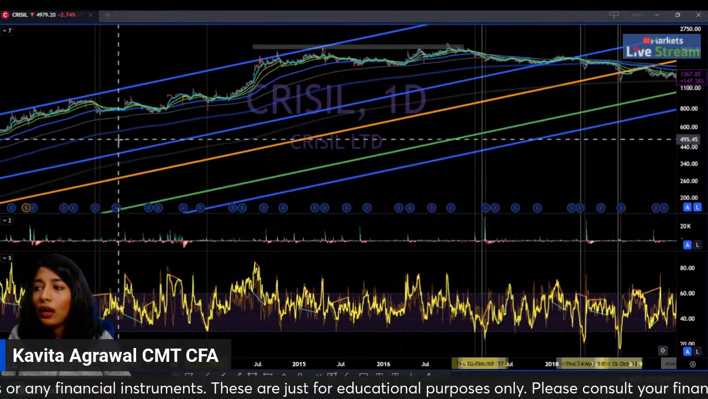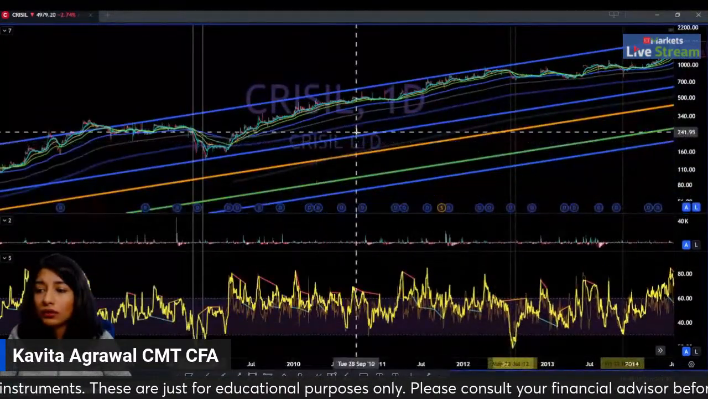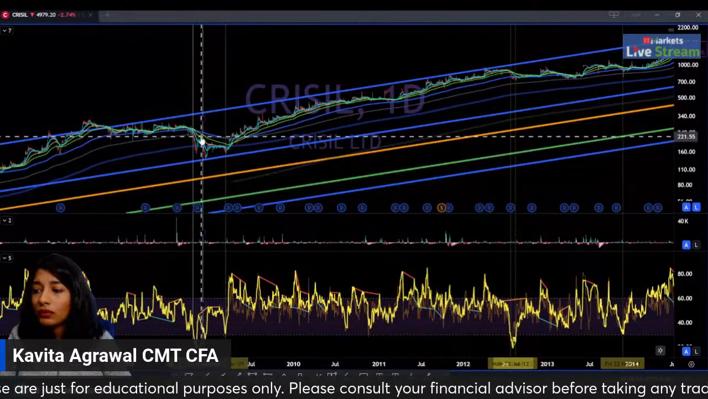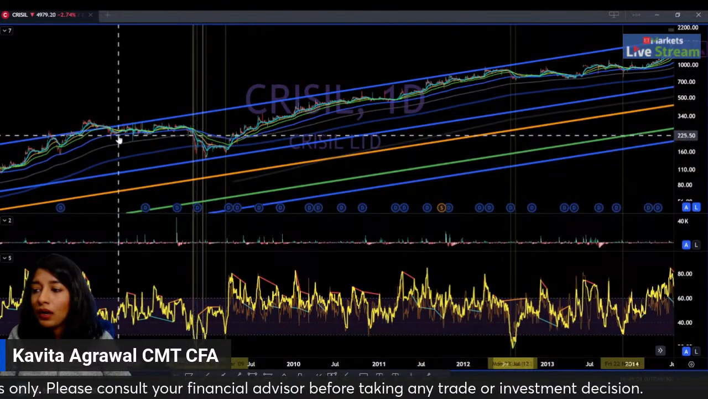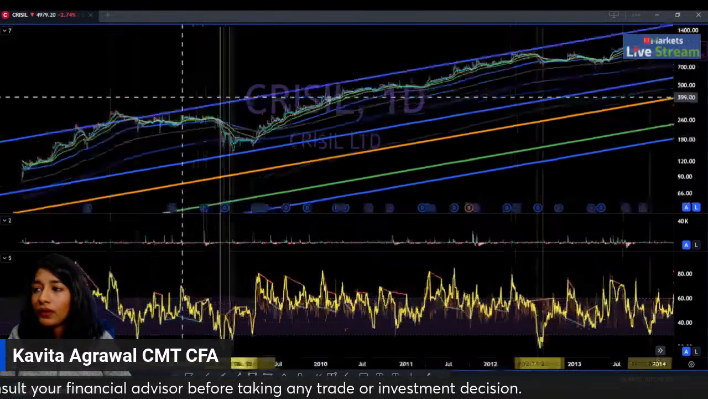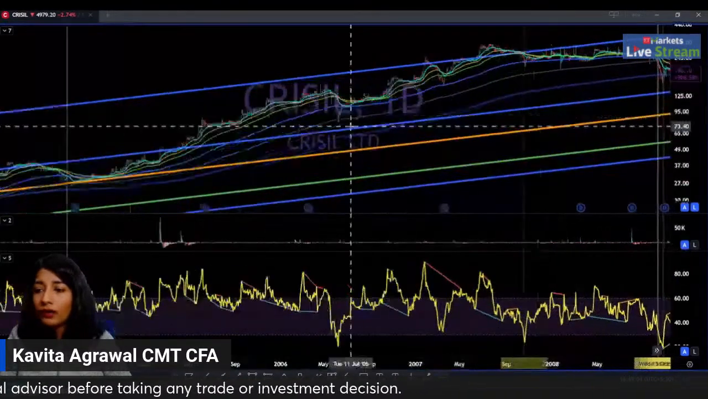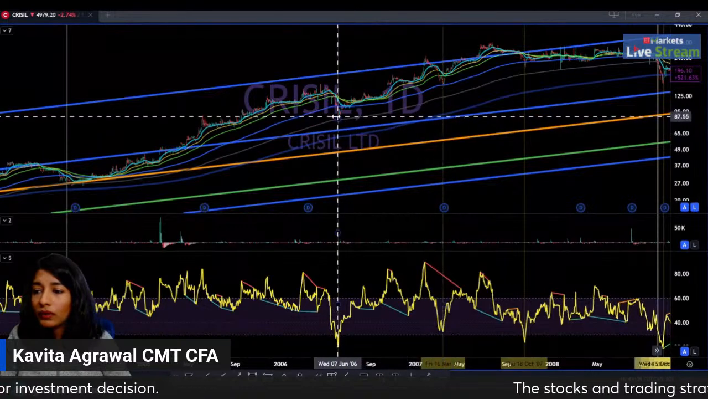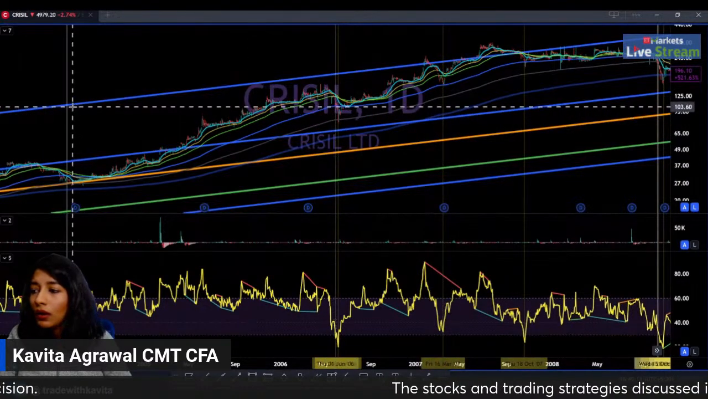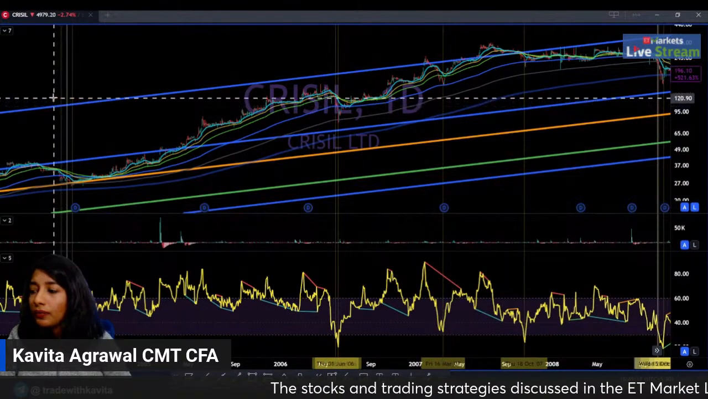So here we've got lines, and we can see we've come to the next section of lines where we interact with the level of 30 on the weekly as well. And here again, one more. All right, a couple here.